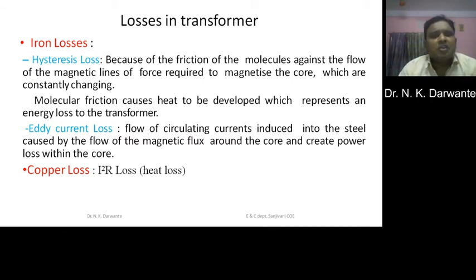Now, the hysteresis loss as well as the eddy current loss you all learned in the earlier classes, but we will take a revision. You know that in a ferromagnetic material, the domains have random orientation, and what happens when we apply an external force to the iron is that all these magnetic domains get aligned in one direction.